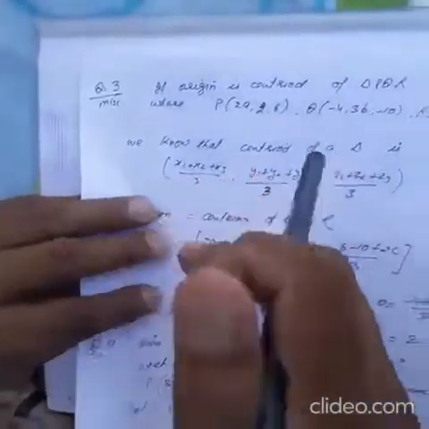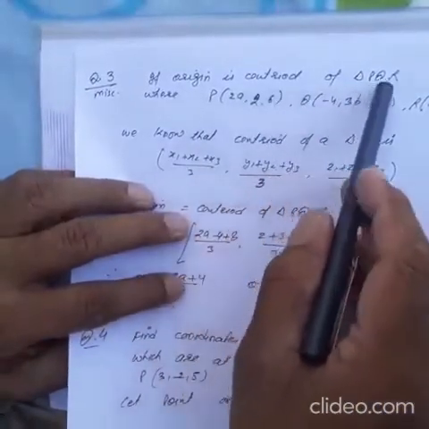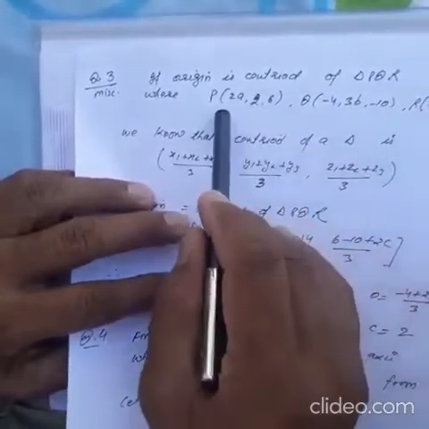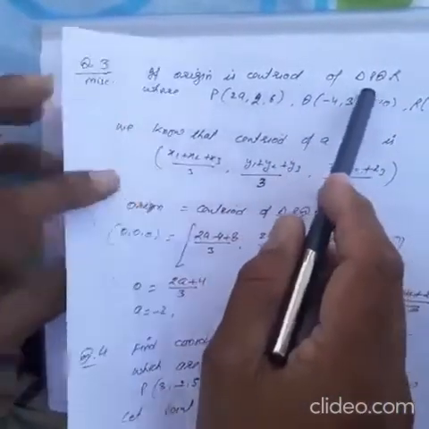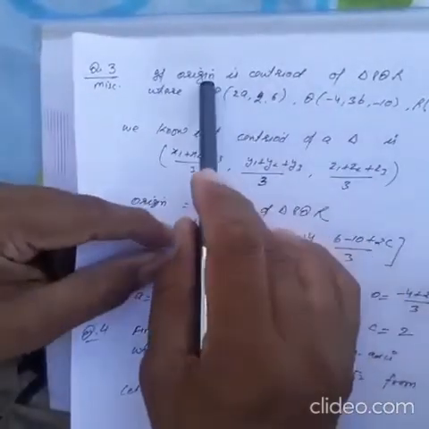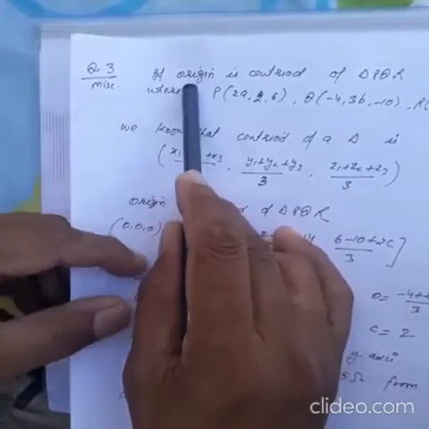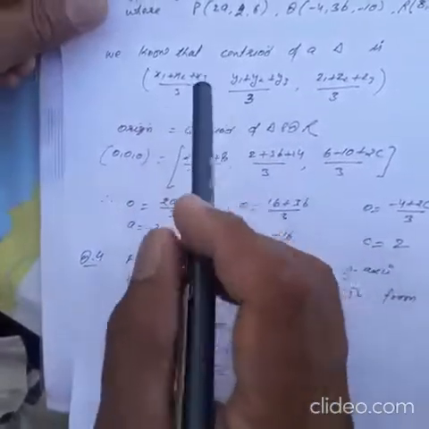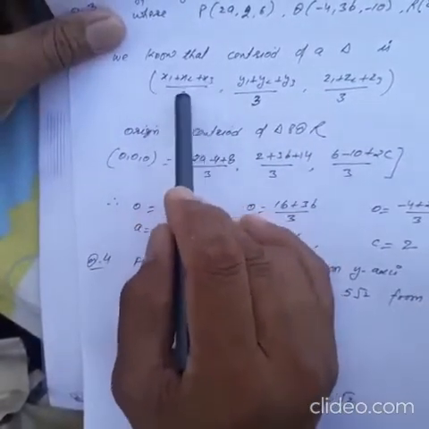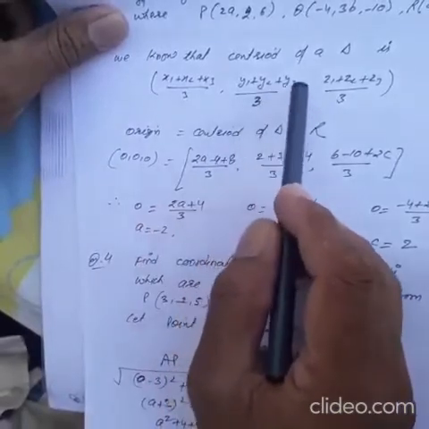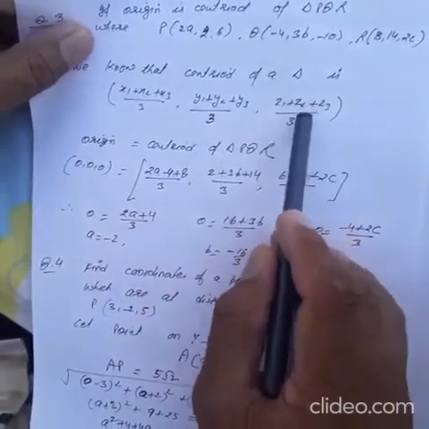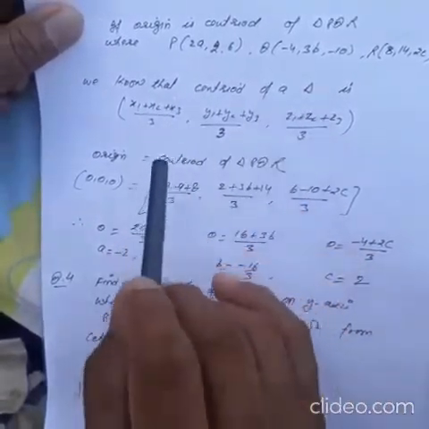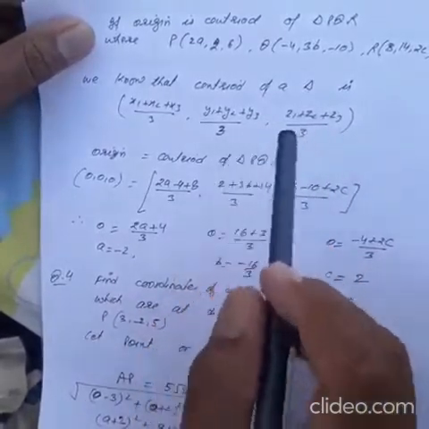Question number 3 of miscellaneous. If origin is the centroid of triangle PQR, where the PQR coordinates are given to us, find values of a, b, c. So origin is the centroid. The coordinates of origin are 0, 0, 0. We know the centroid of a triangle: the formula you can write down is (x1 plus x2 plus x3)/3, (y1 plus y2 plus y3)/3, (z1 plus z2 plus z3)/3. So these are coordinates of the centroid when vertices are (x1, y1, z1), (x2, y2, z2) and (x3, y3, z3).